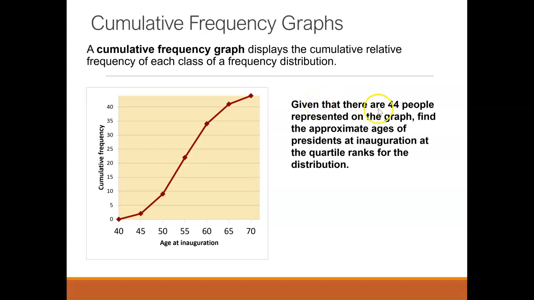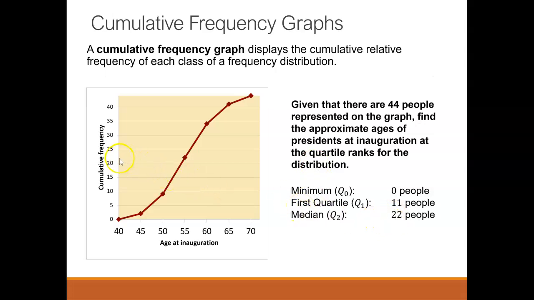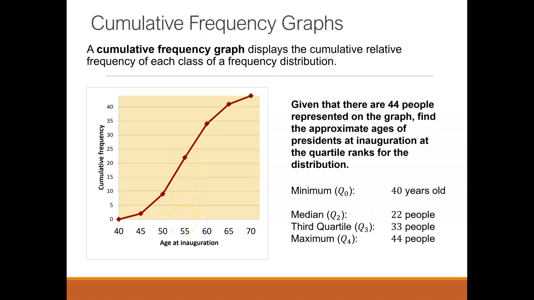Given that, what if we have a cumulative frequency graph instead of a relative frequency graph? If there's 44 people, obviously the minimum is 0. And if I take this and divide it by 4, that first quartile is 11. So if I look at 11, and then I trace over and down, maybe that's 51 or so. Half of the people would be 22. So if I find 22 and I trace that over and down, that's 55-ish, etc.